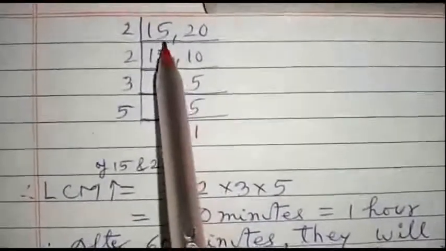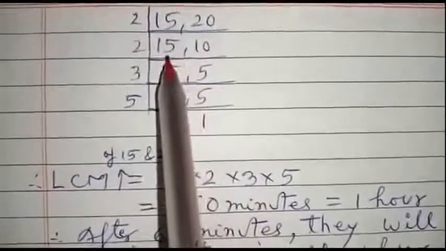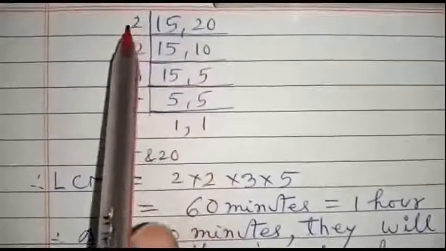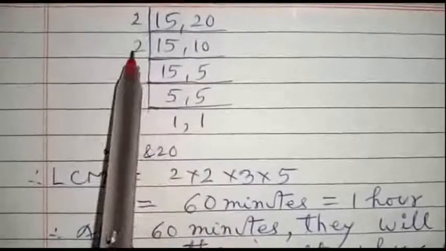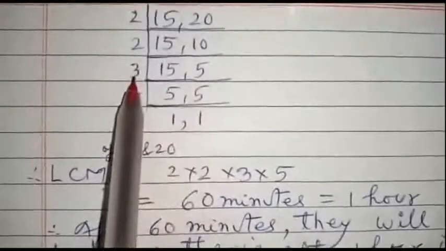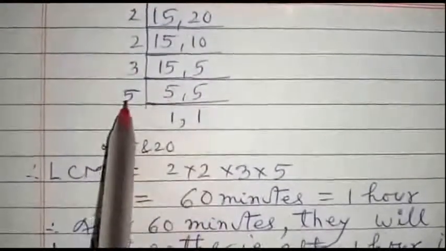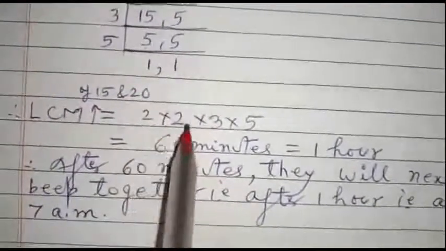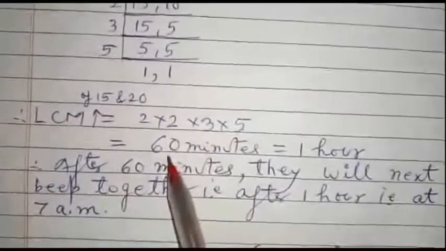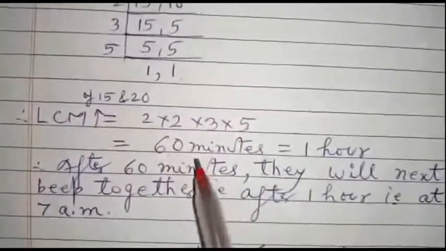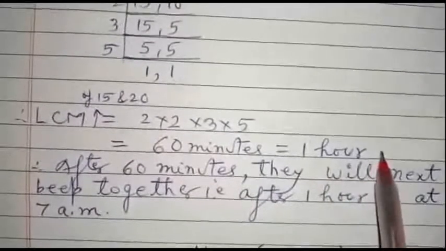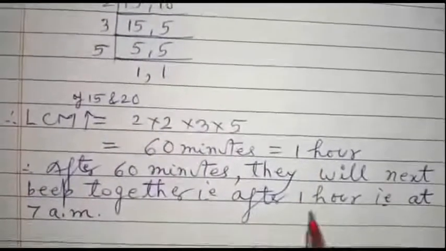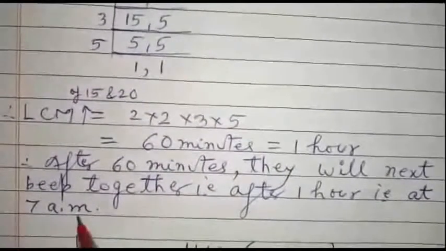So we will find the LCM of 15 and 20. Divided by 2, we will get 15, as 15 is not divisible by 2, so we will write the same number. Now 20 will be divided by 2, we will get 10. Now again we write 2: 15, 5. We write 3: 5, 5. We write 5: 1, 1. So therefore the LCM of 15 and 20 will be 2 into 2 into 3 into 5, which is equal to 60 minutes. We know that 1 hour is equal to 60 minutes, so it will be equal to 1 hour. Therefore after 60 minutes they will next beep together, that is after 1 hour, that is at 7 am.